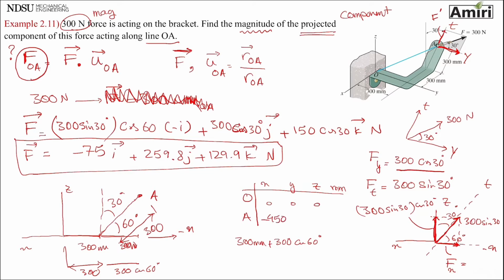Then the y component of it is simple, it's 300. And the z component of it is just this length right here, which is 300 cosine 30, and that would be 260 mm. Okay.